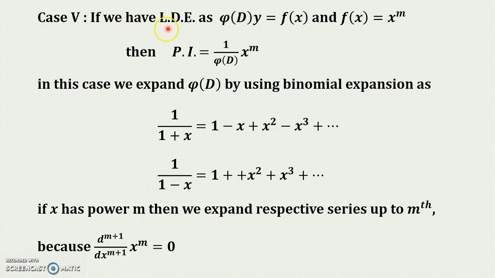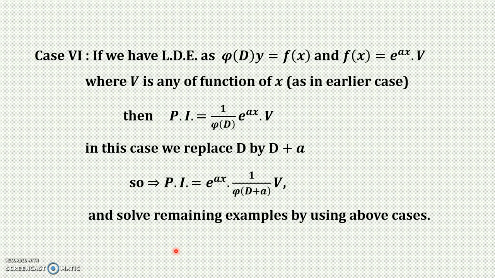The fifth case is if we have a differential equation phi of D into y is equal to f of x, where f of x is equal to x raised to power m, where m is a positive integer. Then we have to expand phi of D by using binomial expansion with these formulas. If x has power m, we expand up to a series of m terms, because the (m plus 1)th derivative of x raised to power m is equal to 0.